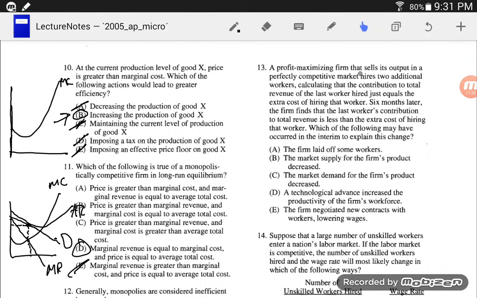A profit-maximizing firm that sells its output in a perfectly competitive market hires 2 additional workers, calculating that the contribution to total revenue of the last worker hired just equals the extra cost of hiring that worker. 6 months later, the firm finds that the last worker's contribution to total revenue is less than the extra cost of hiring that worker. Which of the following may have occurred in the interim to explain this change?